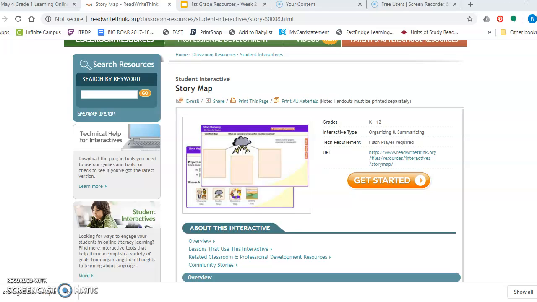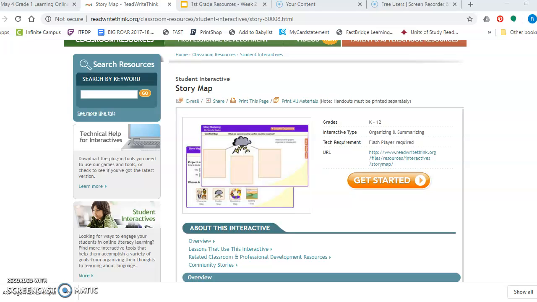So retelling is what you do when you are finished reading a book and you need to talk about it. You want to talk about it because remember, reading is not just reading the words, but it's also understanding the story and then being able to explain that story to someone when they ask you about it.